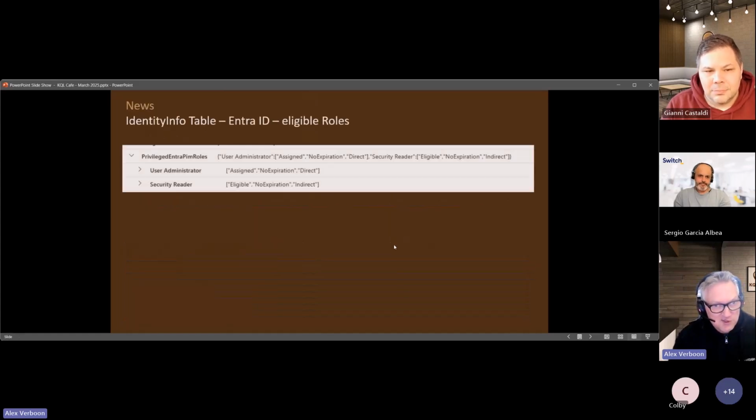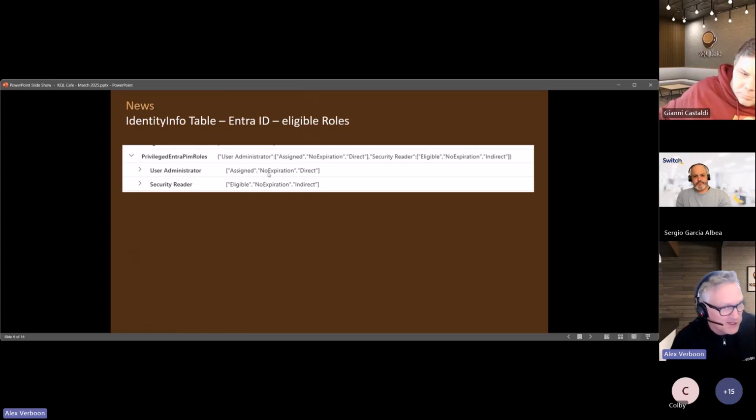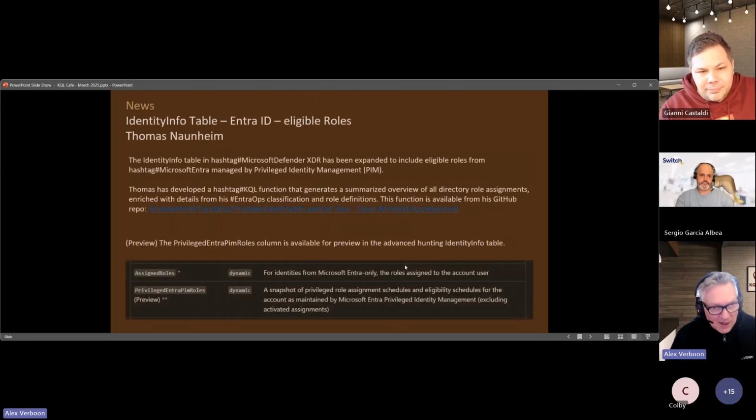Here on the next slide, I just took a snapshot a few minutes ago, so this is what you will basically get. We now have this new attribute, Privileged Entra roles, and you will see the role that is assigned to the user. You will also see information whether it's assigned or eligible. You will see information about the expiration and whether it was directly or indirectly assigned. So I guess this opens up a lot of new possibilities.